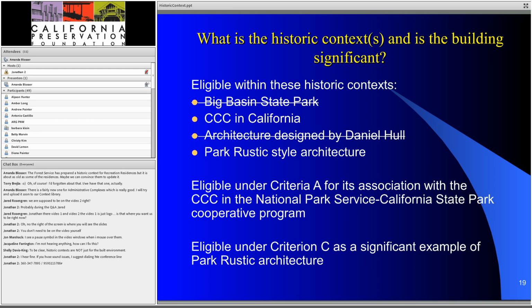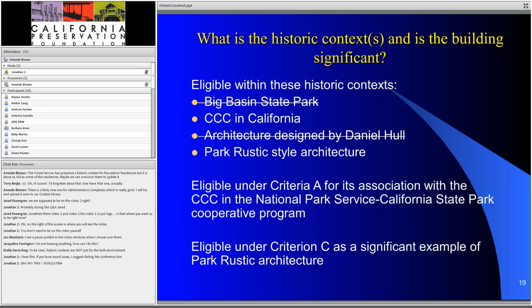So assuming we have a fully developed historic context now and we're reading through it, we have to identify which historic contexts the building would be significant under and which ones we want to put our effort into developing. And as you can see here, I've kind of made it a little easy for you. Big Basin State Park, it's definitely related to the development since it sits in Big Basin State Park, but really, and we'll have some information about the development of that park, but the two contexts that we're really interested in are the CCC in California and the park rustic style architecture. And we will also talk about Daniel Hull in our historic context.